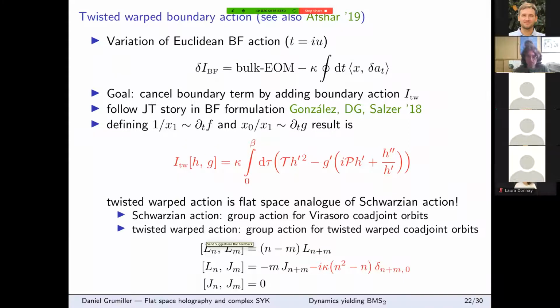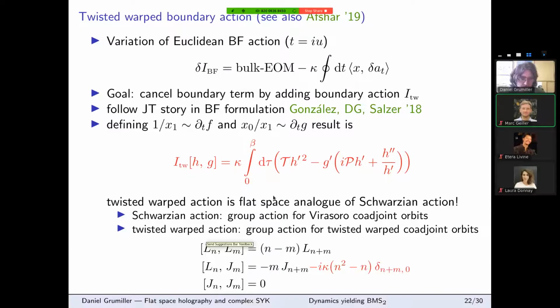So what's the interpretation of this action in algebraic terms? Well, this twisted warped action is the flat space analog of the Schwarzian action. So if you have a good understanding of what the Schwarzian action is, you can immediately apply this understanding to this twisted warped action and just replace AdS2 by flat space in 2 dimensions. So in case you're unfamiliar with what the Schwarzian action is about in these algebraic terms, the Schwarzian action is the group action for Virasoro coadjoint orbits.